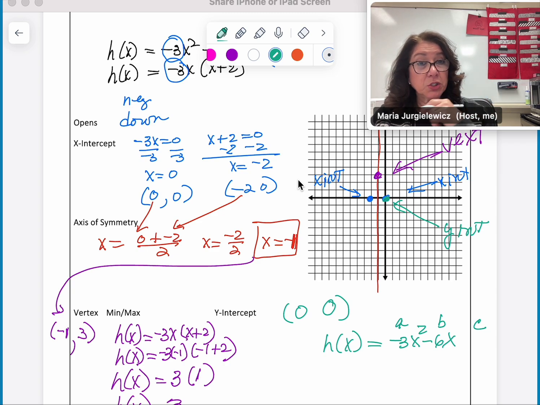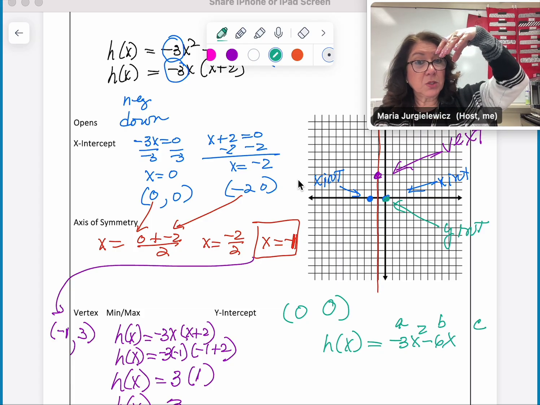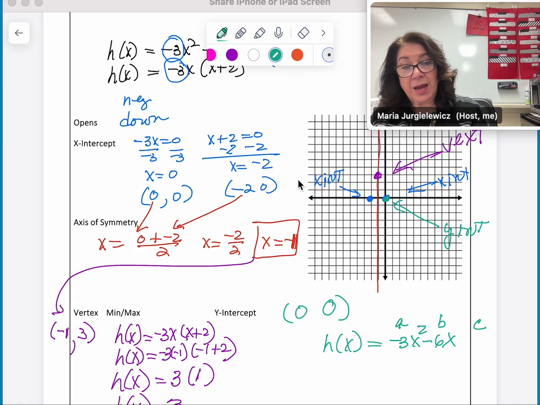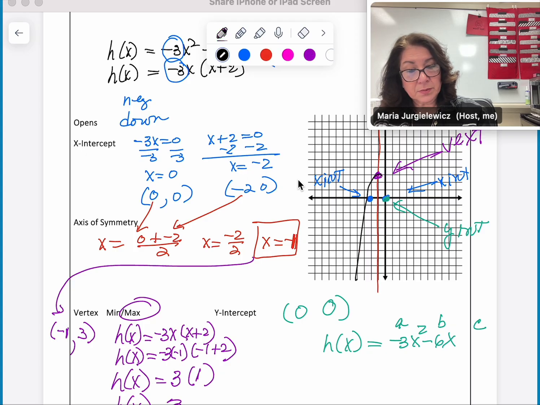All right, now look at your vertex. Is that vertex a minimum or a maximum? Well, it's at the very top, so then what is it? It is a maximum. And now I can go ahead and graph that. That graph is going to go down like that.